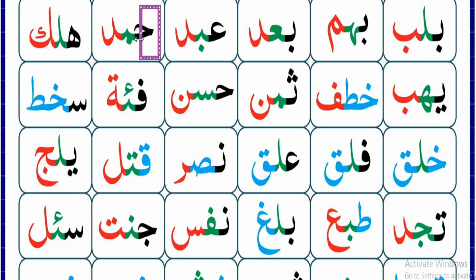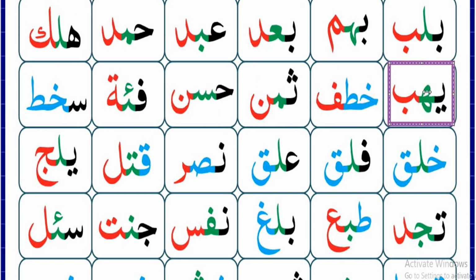So one more time, ha, meem, dal. And this one here, it is the full shape of ha. That's ha. The middle one is lam, and that last one is the full shape of kaf. So ha, lam, kaf.